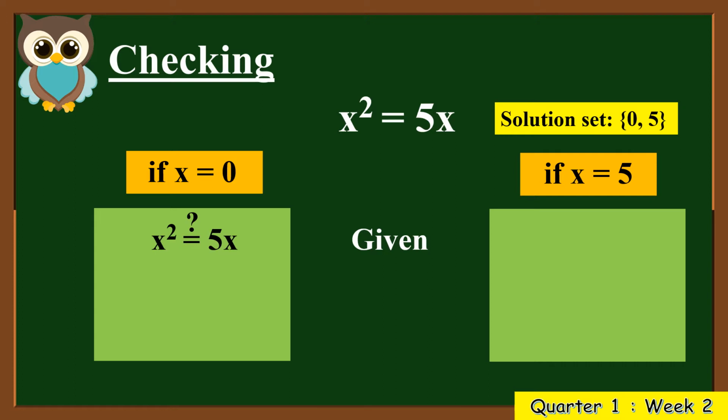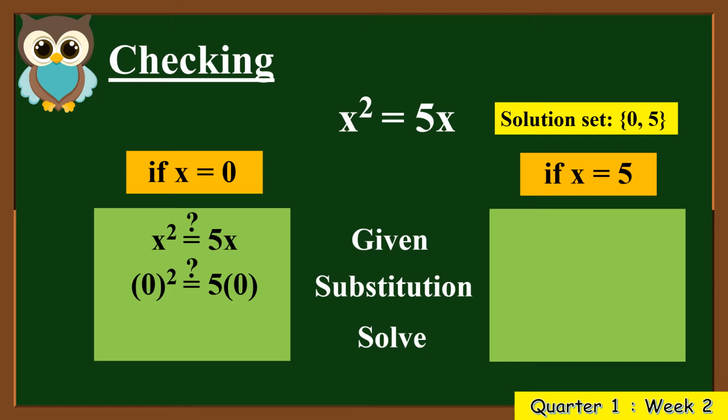So, lahat po ng x, papalitan lang po natin ng 0. Okay? We do the substitution. Now, to solve, is 0 squared equal to 5 times 0? Very good. Both sides now are equal since both are equal to 0. So, we get the first value of x, or first solution of the given quadratic equation, as correct.